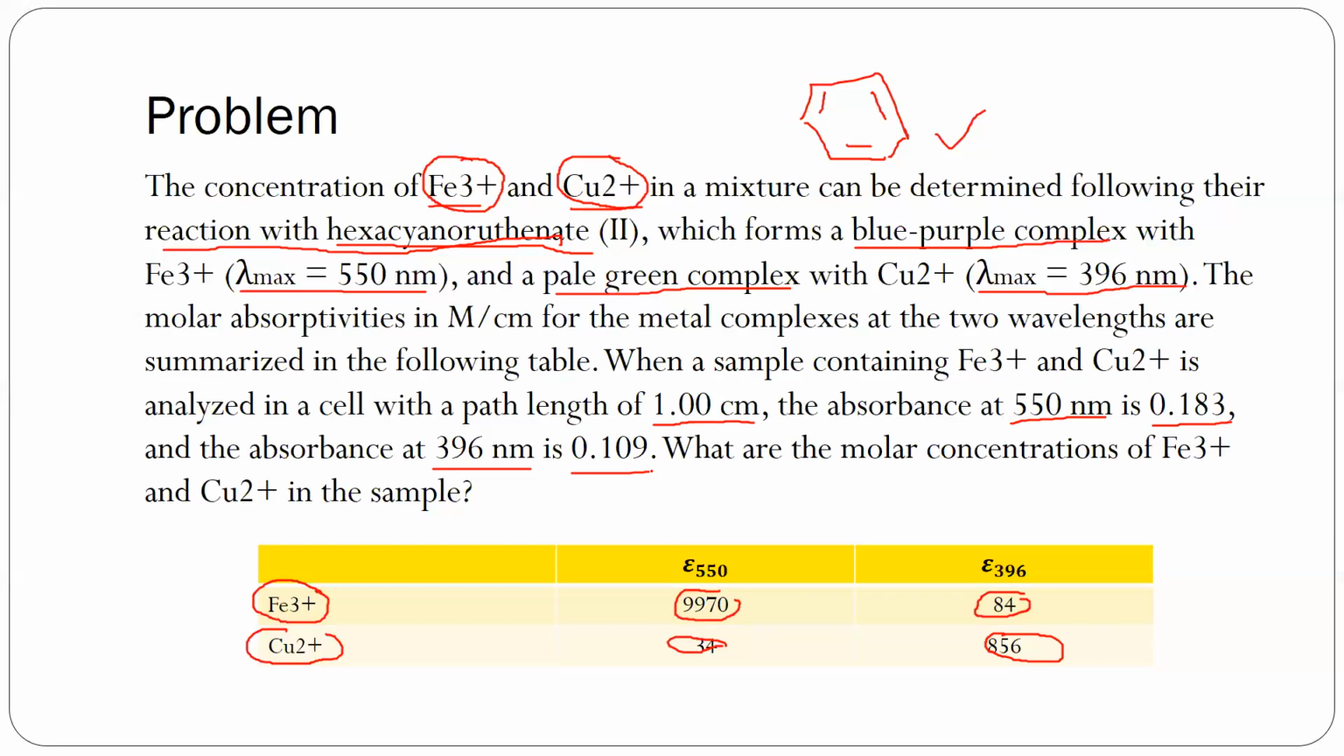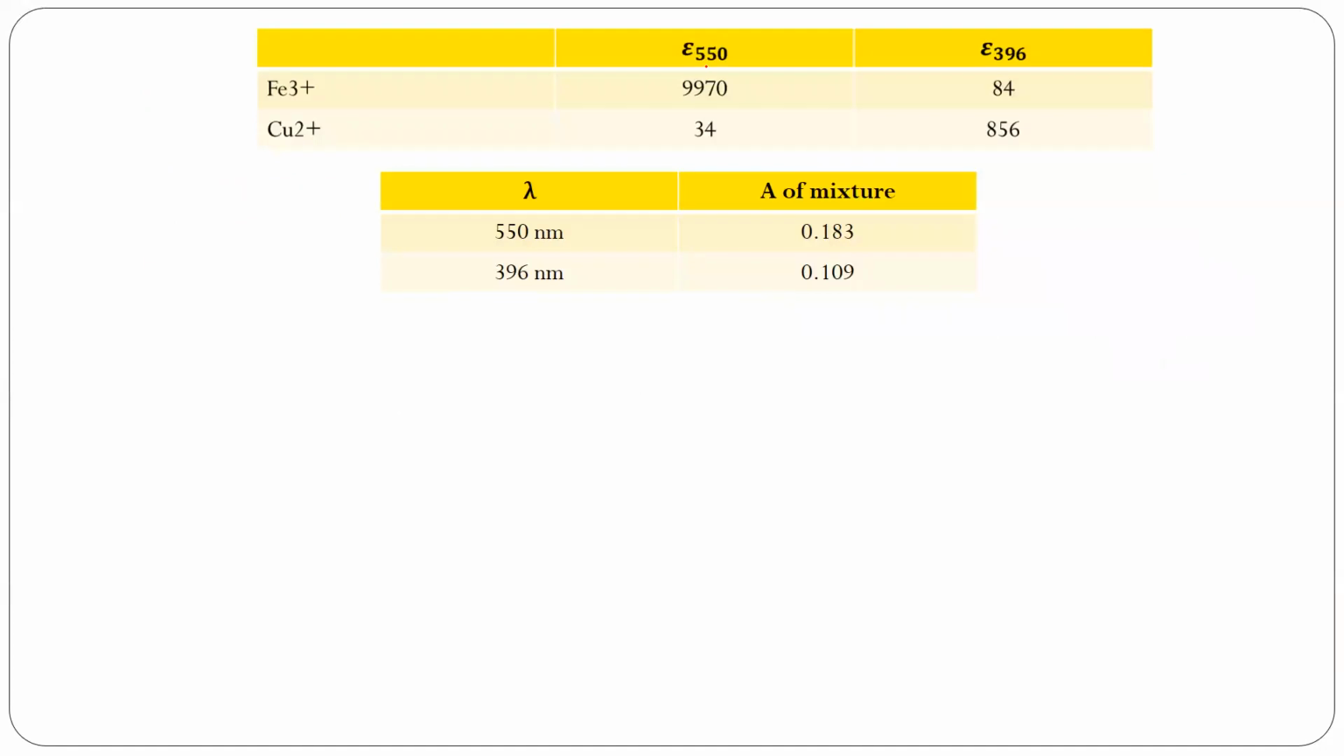So if you have understood the problem, let's try to solve it. So again, you have here a table of the molar absorptivities of both ions at different wavelengths. And inilagay ko ulit siya dito sa slide na to. Okay? And according to the problem, nung mineasure yung absorbance nung mixture, so this is the mixture already, at 550 nanometers, the absorbance is 0.183. At 396 nanometers naman, the absorbance is 0.109. So what do we do?